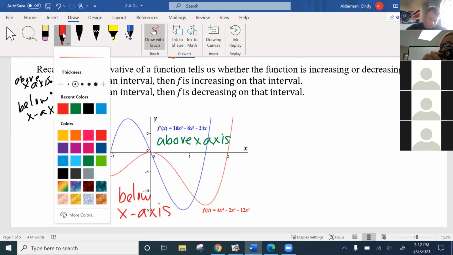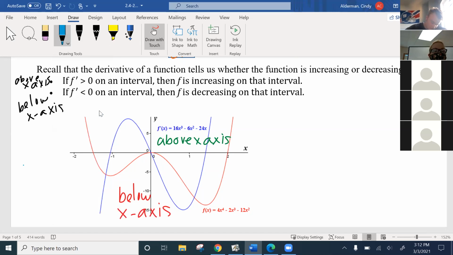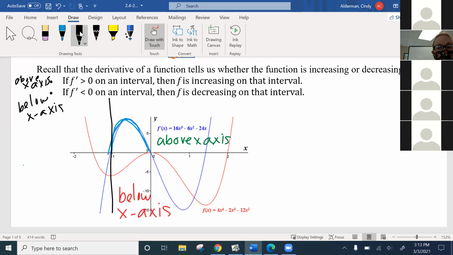They're saying that if the derivative, and the derivative in this drawing is the blue diagram, is above the x-axis on some interval, like it is right here, then f of x, the original function, which is the red function here, is increasing on that interval. Now, if you look at that interval from -1 to 0.